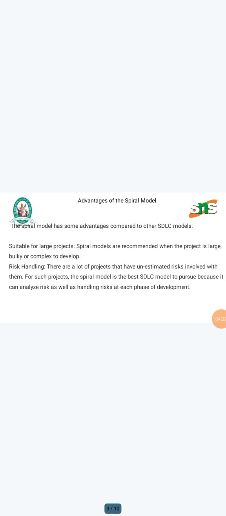Suitable for large products. Spiral models are recommended when the project is large, bulky or complex to develop. Risk handling. There are a lot of projects that have unestimated risk involved with them. For such products, the spiral model is the best SDLC model to pursue because it can analyze risk as well as handle risk at each phase of the development.